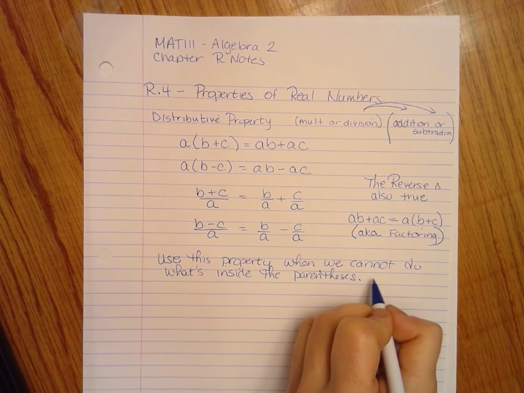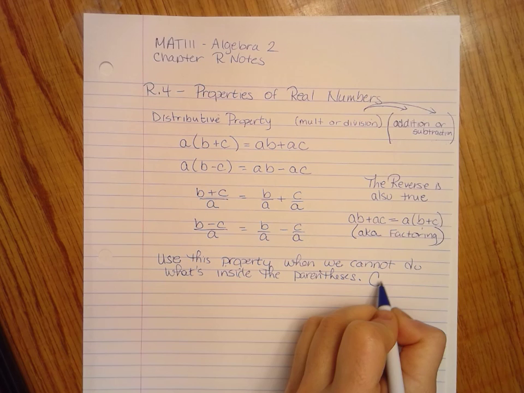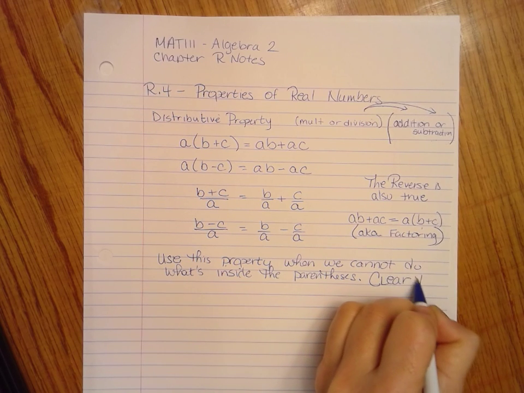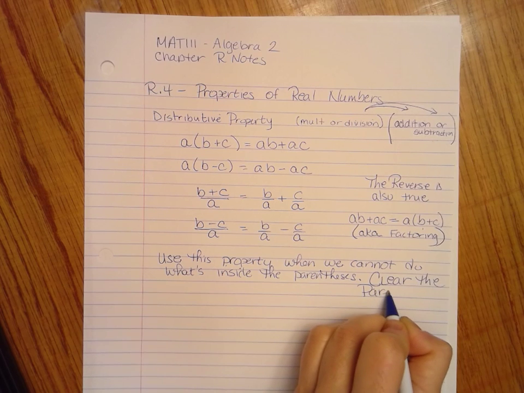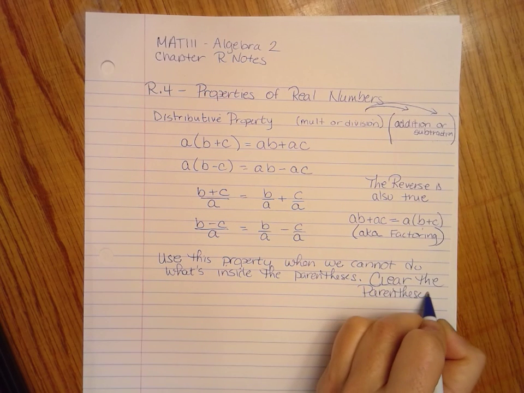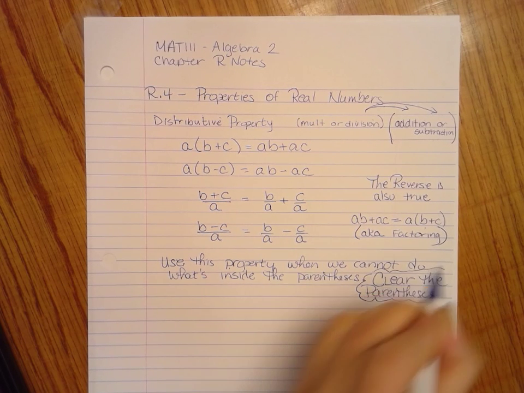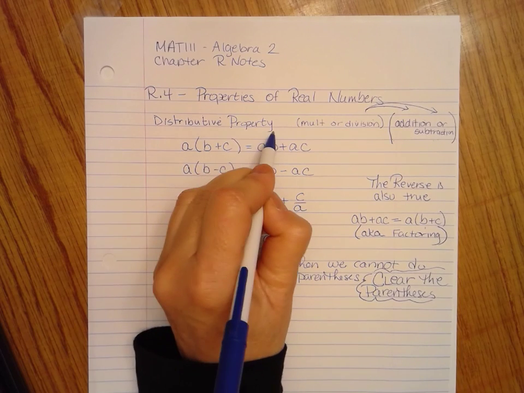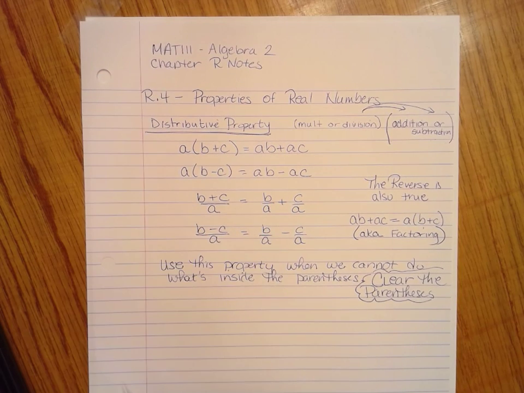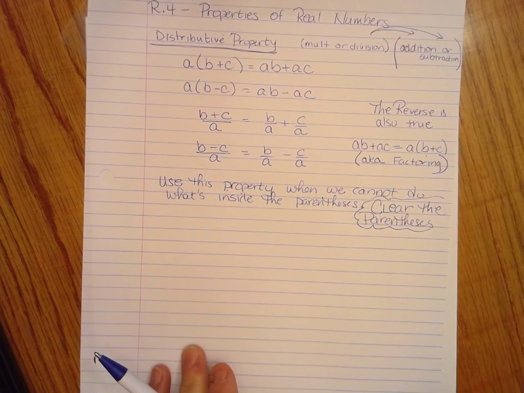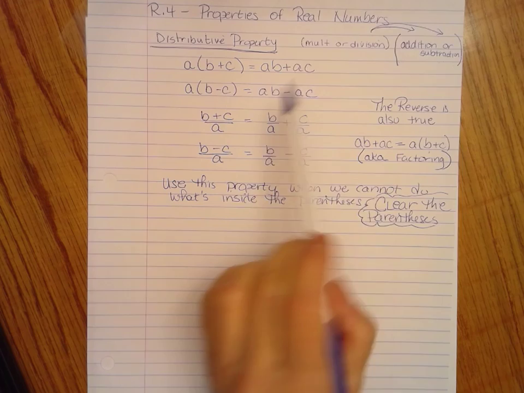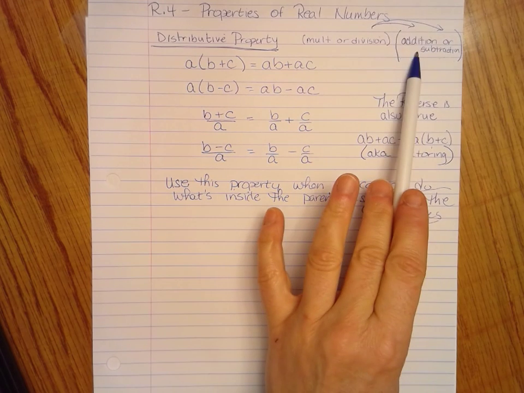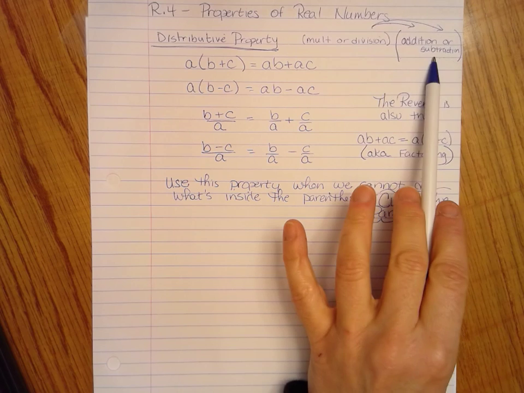Okay, so basically we can clear the parentheses. You can think of it as doing that. That's what this distribution does: removing the parentheses, or clearing the parentheses. That's the distributive property. It's kind of a combination of levels 3 and 4: multiplication or division, which is level 3, over addition and subtraction, which is level 4.